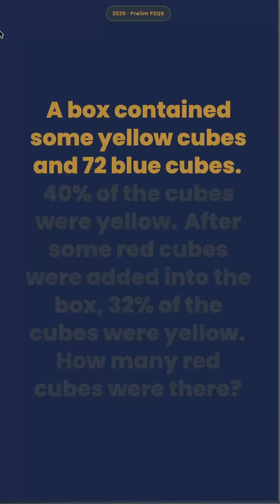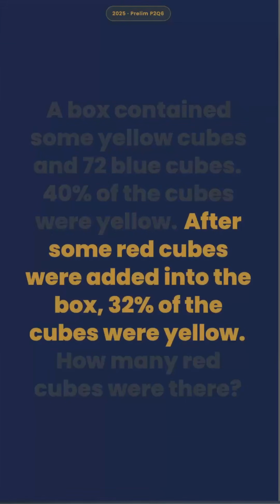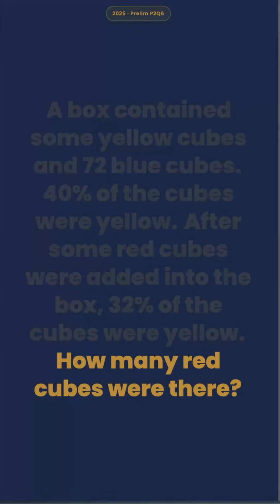Question 6. A box contained some yellow cubes and 72 blue cubes. 40% of the cubes were yellow. After some red cubes were added to the box, 32% of the cubes were yellow. How many red cubes were there?